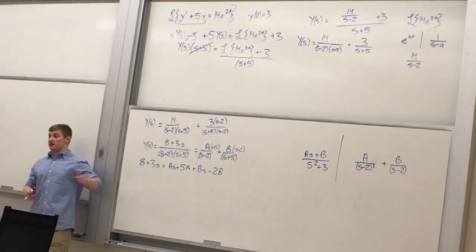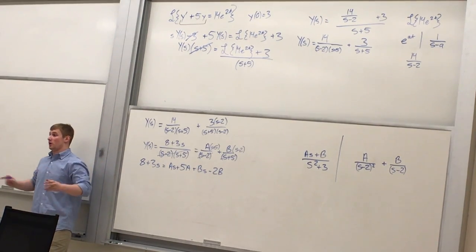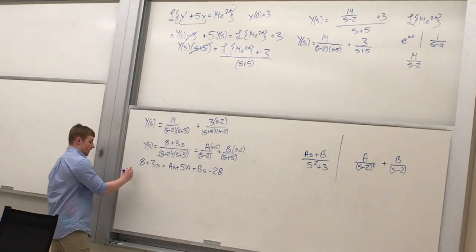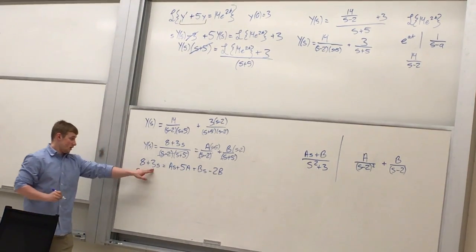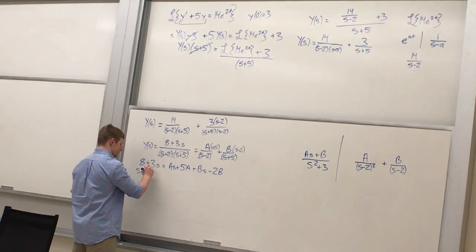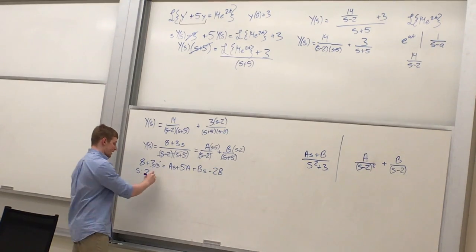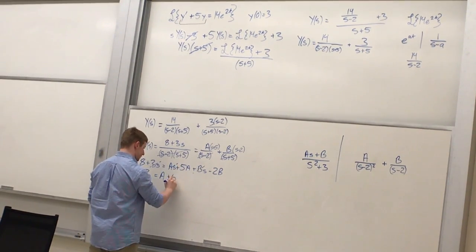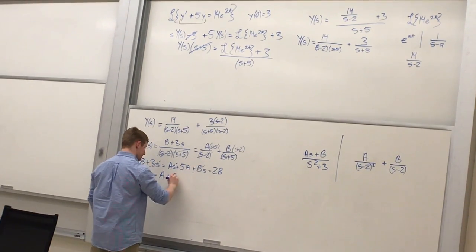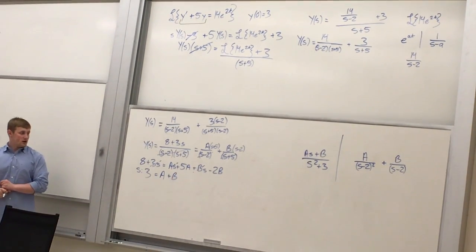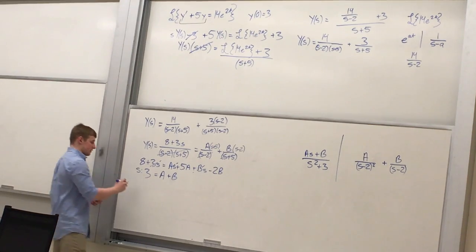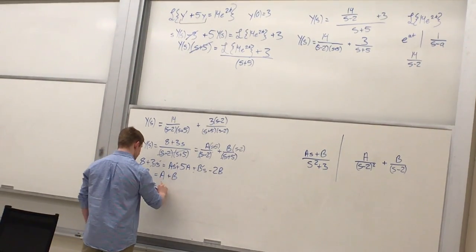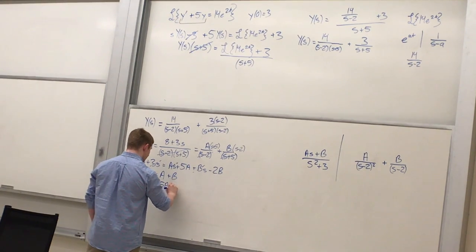And now, this step is the same exact thing that we did when we were solving undetermined coefficients. The left side has to equal the right side, so I look at all my terms with s's in them. On the left side, I have a 3. On the right side, I have an a plus b. Then I look at all my terms with constants, and I have an 8 is equal to 5a minus 2b.